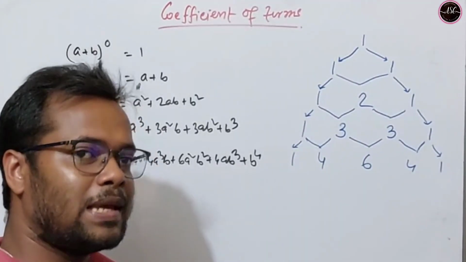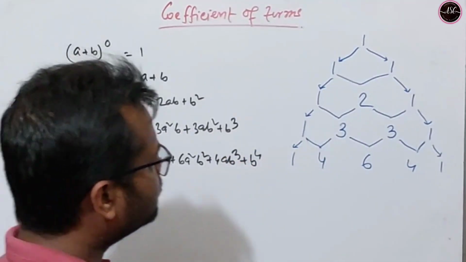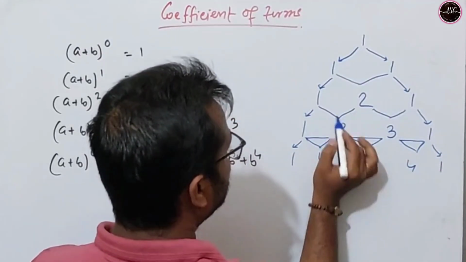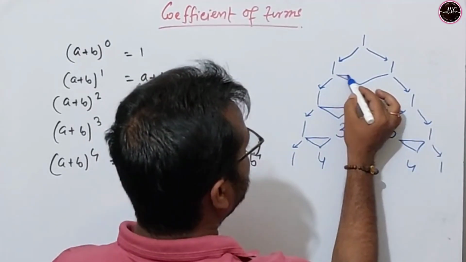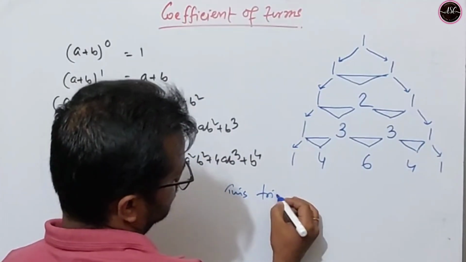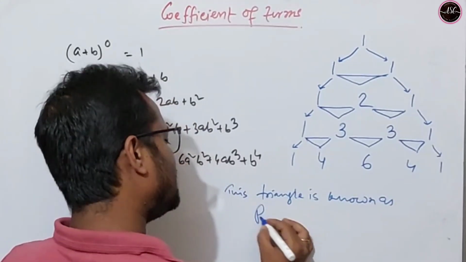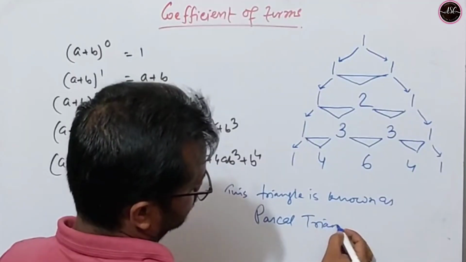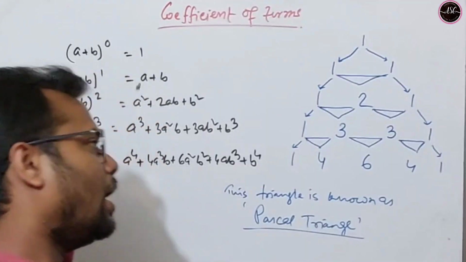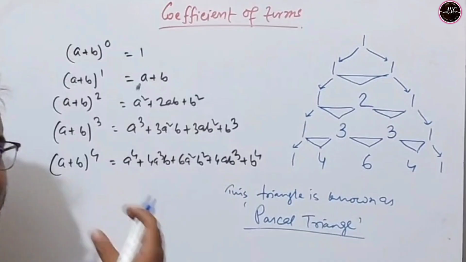A French mathematician, Pascal, observed this pattern. Here just look, there is a triangle. If we join this, here also a triangle, here also a triangle. This triangle is known as Pascal's triangle. By this pattern we can find the coefficients of higher expressions.